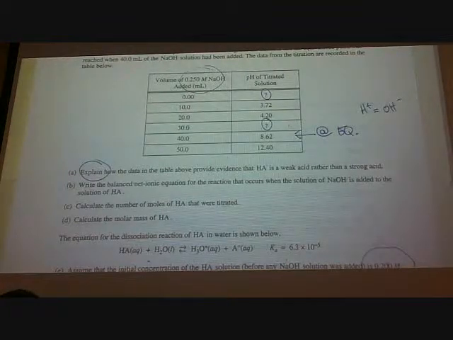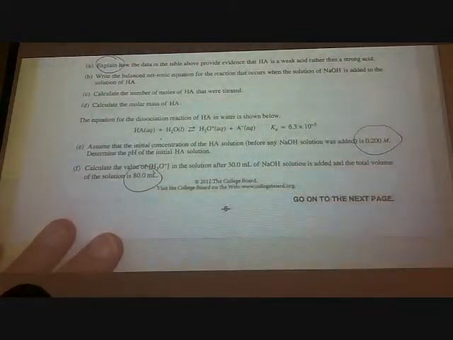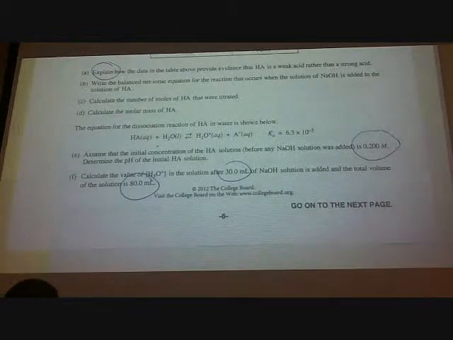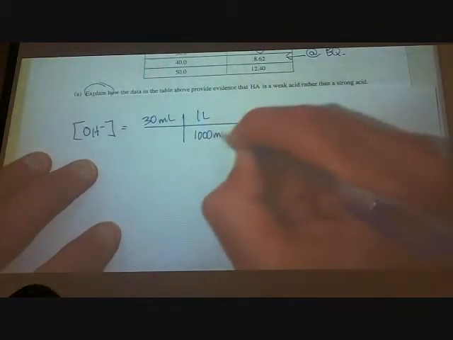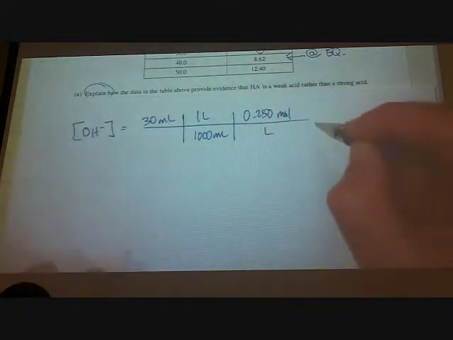All right. So we know that we have 30 milliliters of the sodium hydroxide. How much of the acid do we have? 50, good. And use your information. So you have 80 there and 30 there. Take the difference of the two. If you know the volume and the molarity, we have 30 milliliters of our base from our table, and it's a 0.25. And that'll give us our moles.